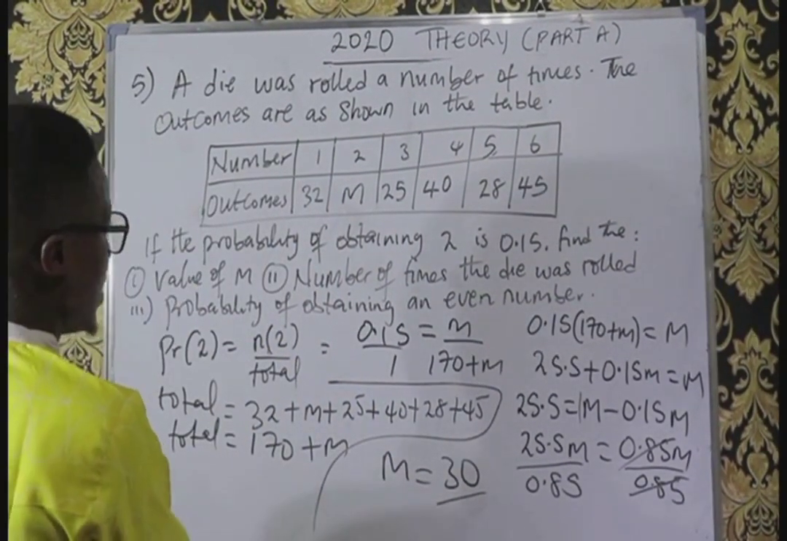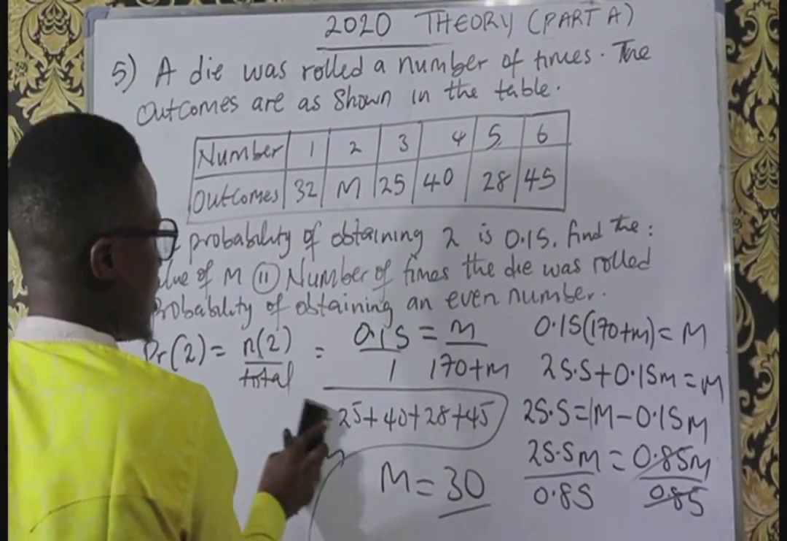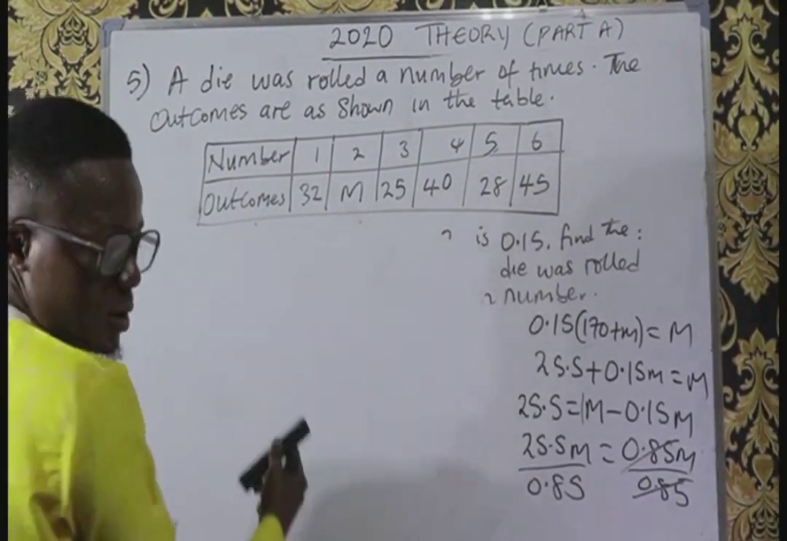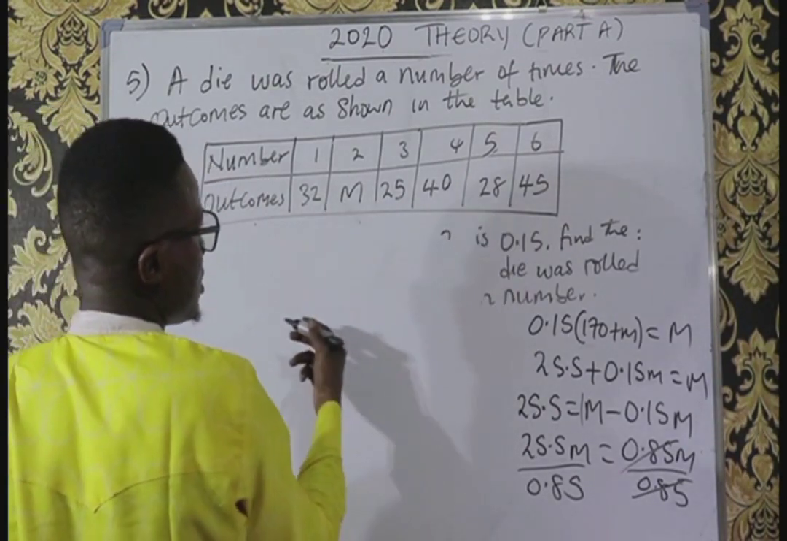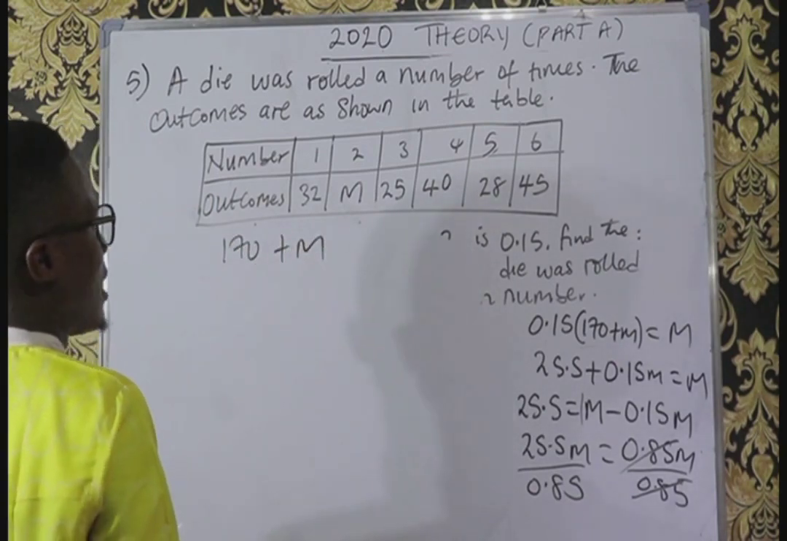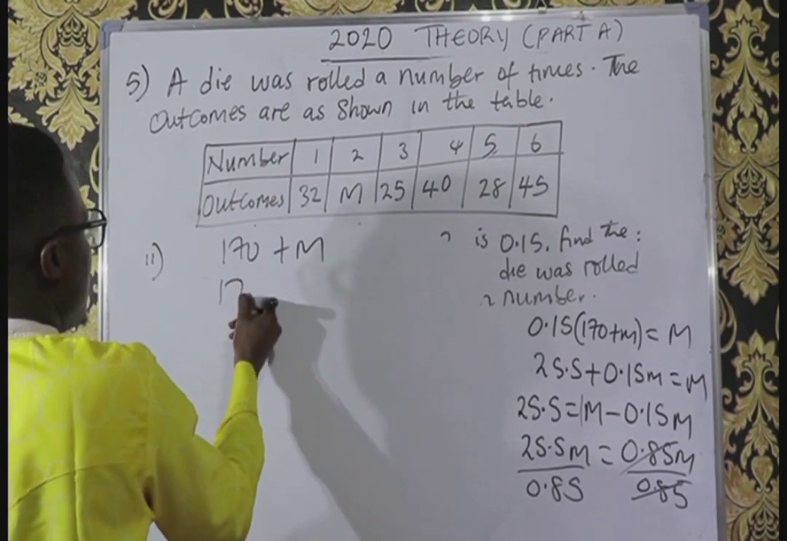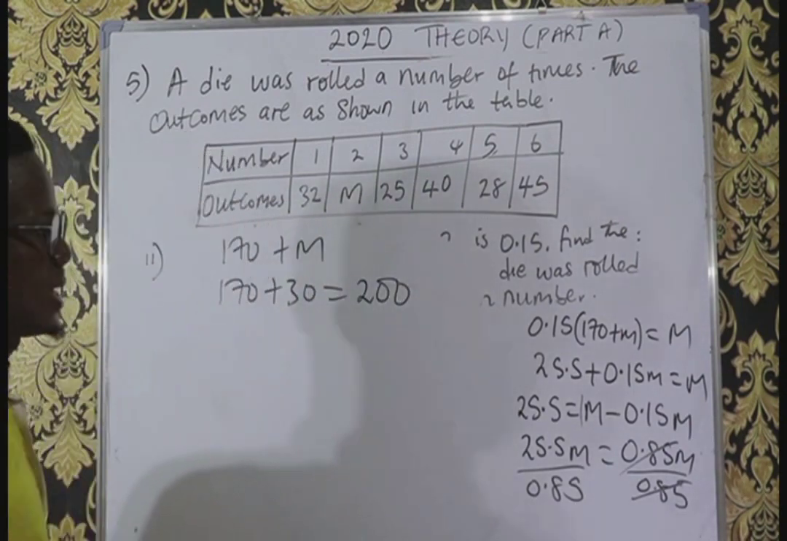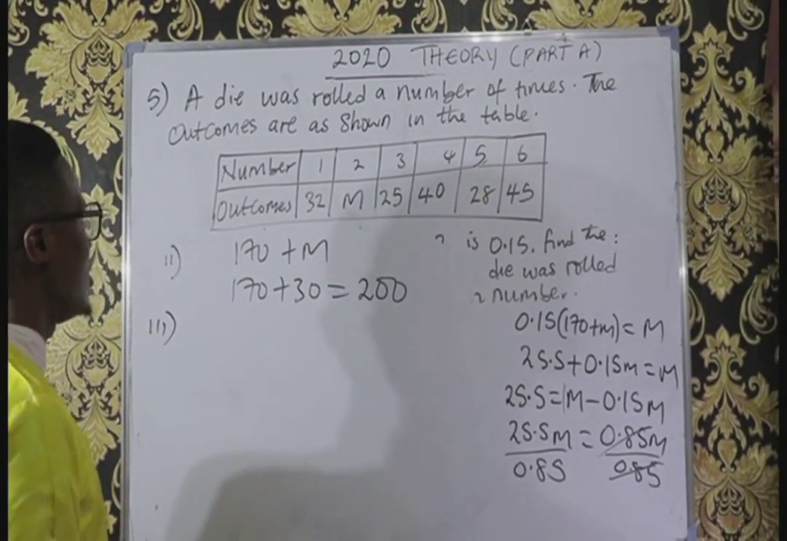To answer question I, which says we should get the number of times the die was tossed. The number of times the die was tossed is when we added all these things, we got it as 170 plus m. And you've seen that we've calculated the value of m to be 30. So the number of times the die was tossed will be 170 plus 30, which will give us 200. That's the answer. Then finally, the third question says the probability of obtaining an even number.